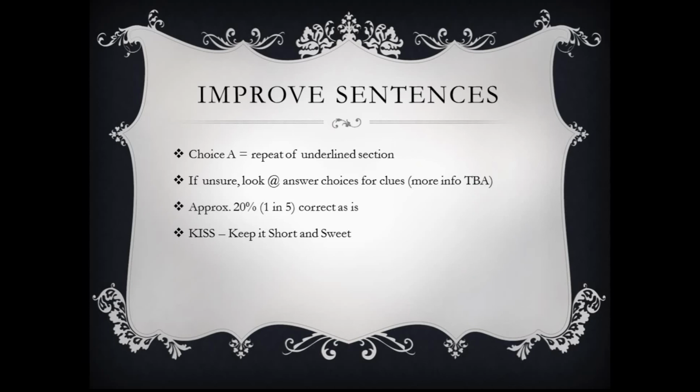Just like with the error ID questions, approximately 20% of the improving sentences portion of the grammar section are correct as is. And again, that's choice A that you're choosing to improve sentences. And the 4th tip is KISS. Keep it short and sweet. The most concise or the shortest way to make your point is usually the most correct when it comes to the SATs.